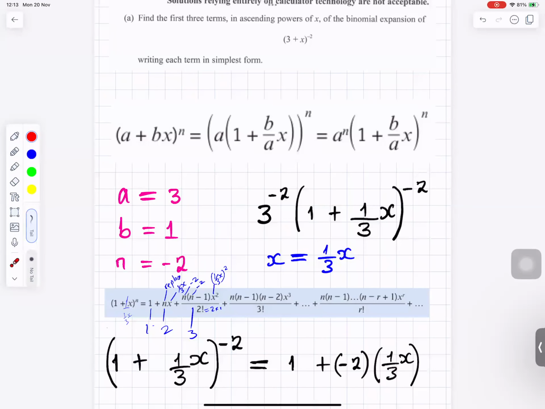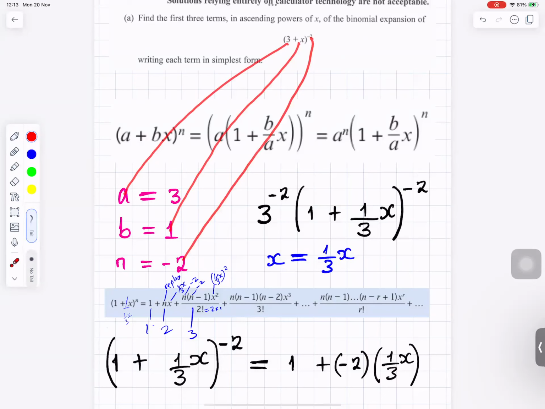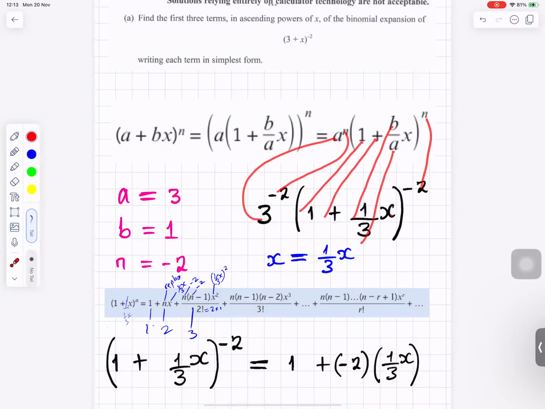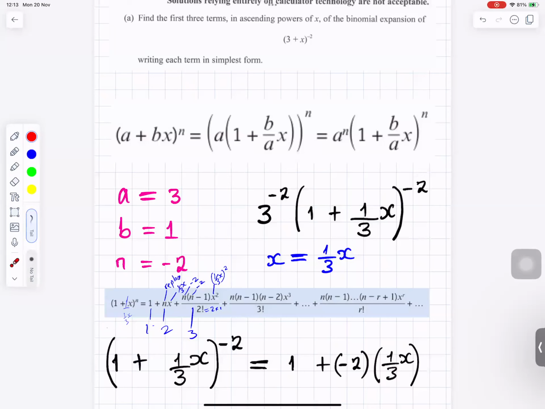So to change it, our a is 3. The b is the number in front of x, which is 1. And the n is minus 2. So it would be a is 3, n is minus 2, (1 plus b over a times x) to the power n, which is minus 2. When you change it, you have that expression there. Now, what we need to do is to expand it. And how do we go about doing that? We use this formula I've just ticked.